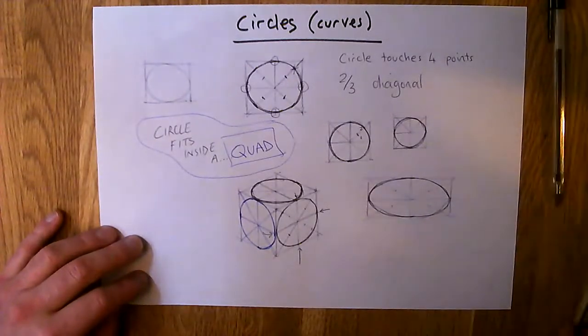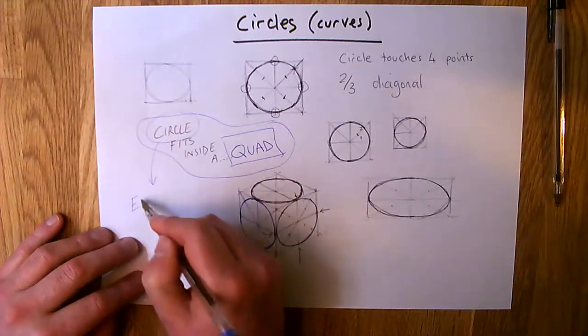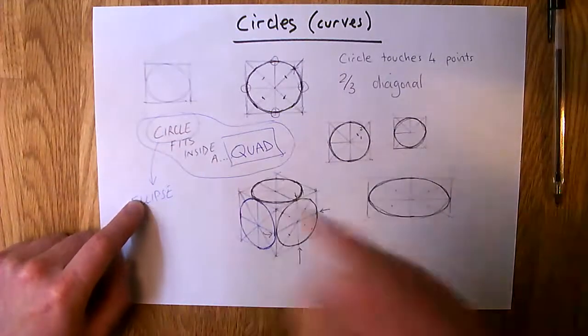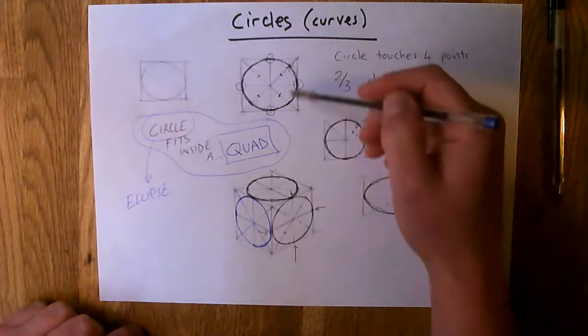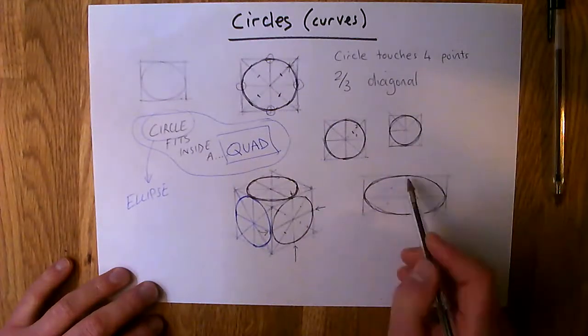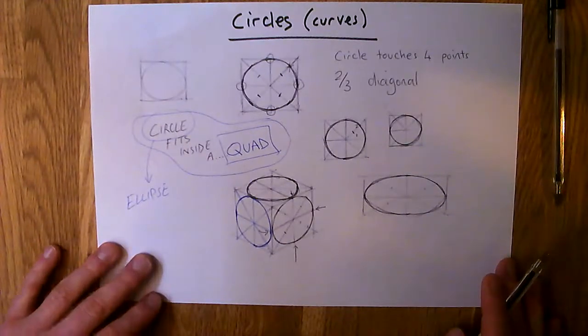So perhaps we need to modify our definition again. And instead of saying circle, we say an ellipse fits inside a quad. Practice that. Practice the construction of a rectangle or a square and a circle or an ellipse inside it that touches at the top, bottom and 2/3 along the diagonals before we move on.